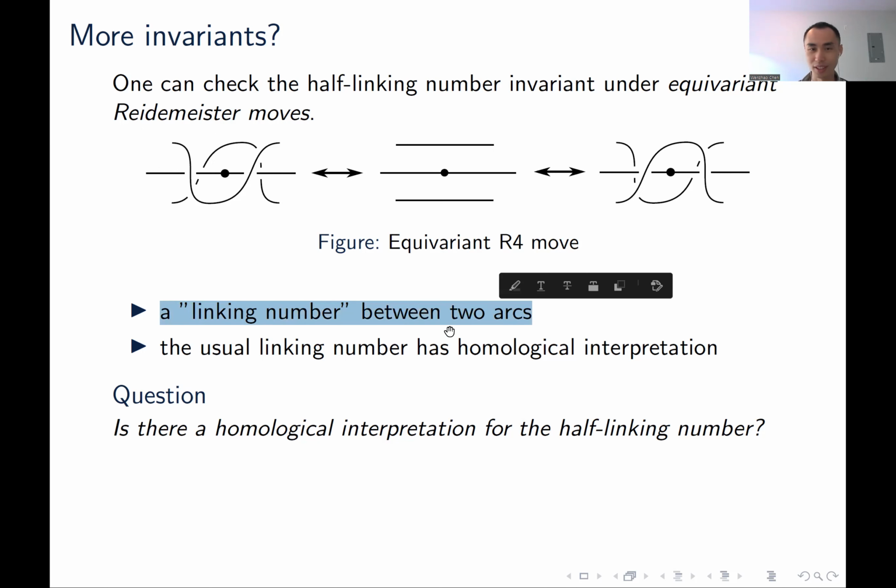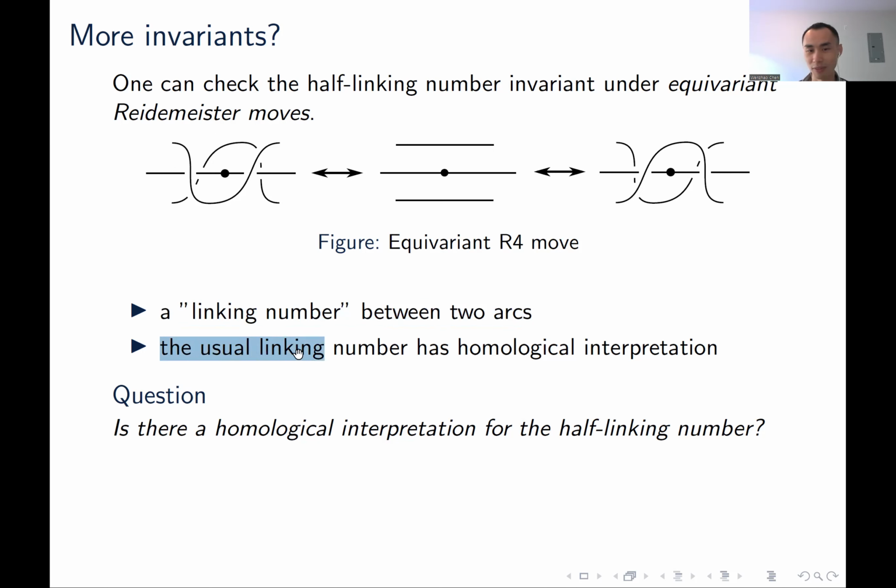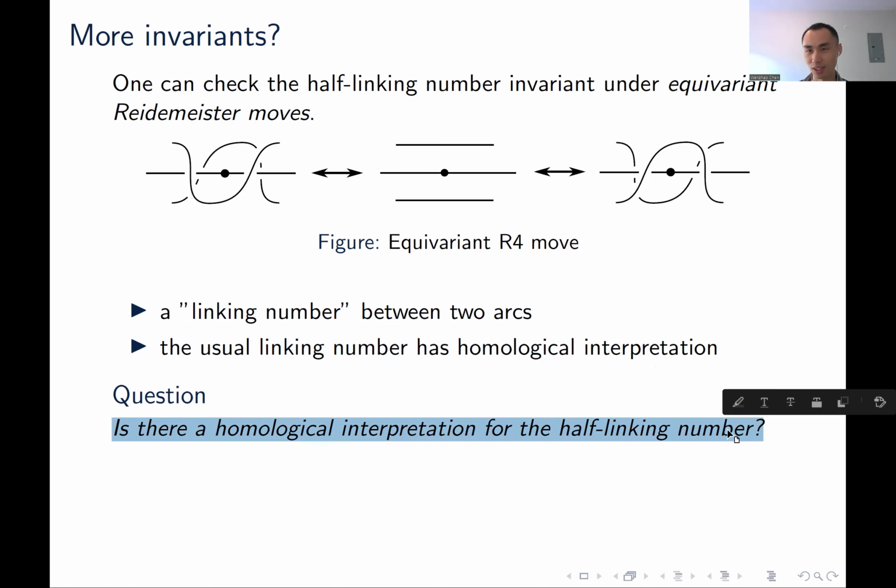When we first learned the definition of the half linking number, we were a little bit unsatisfied in the sense that the usual linking number has a homological interpretation, so what about a half linking number? Why does just summing over half the closings give an invariant? And indeed, considering this question has led us to a much more refined invariant, which is the half-Conway polynomial that I would like to tell you about.